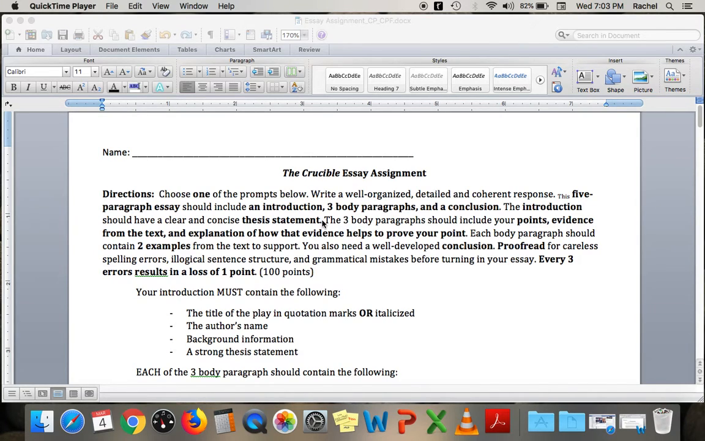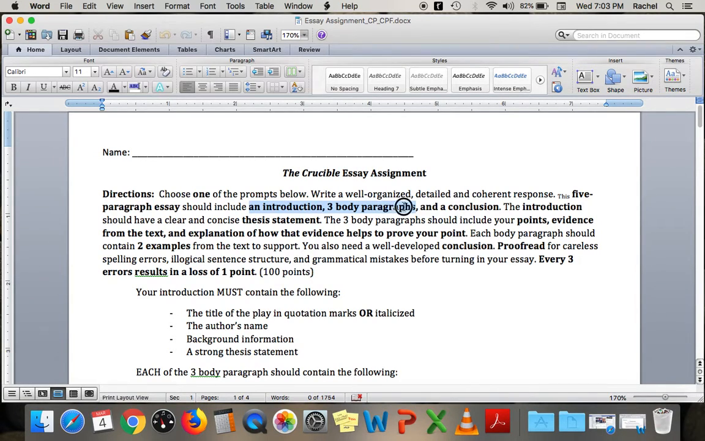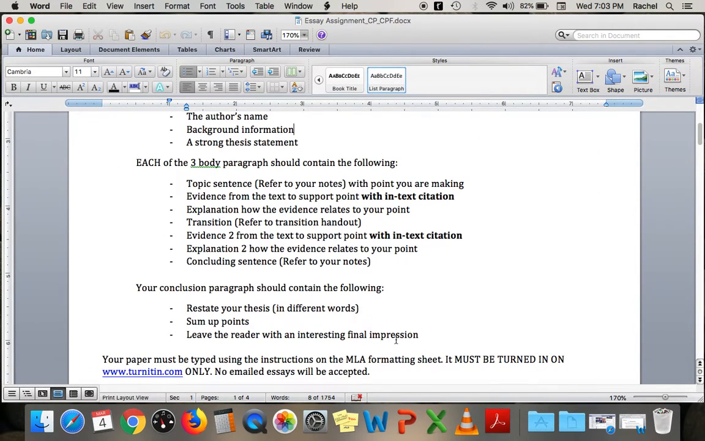So right now I'm going to go through and explain how you set up your outline for your Crucible essay. Your essay itself needs to include an introduction, three body paragraphs, and a conclusion. We're going to worry about your introduction and conclusion next week. So what I want you to focus on right now are your three body paragraphs. Each body paragraph needs to contain 2 points, 2 pieces of evidence, and 2 explanations that relate back to the topic sentence of the actual paragraph.